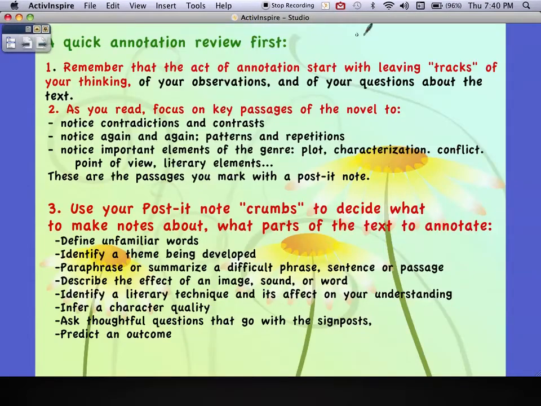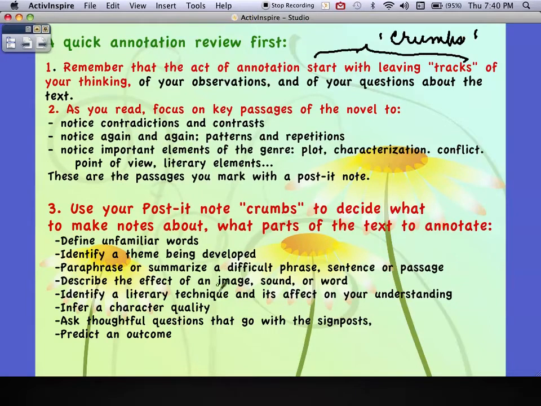Okay, we're going to do the quick annotation review first. And I'm going to review 3 steps. Remember, first of all, that the annotating is 2 parts. And it starts with leaving the tracks of your thinking. So as you're reading, you're leaving sort of like breadcrumbs. As you're reading through The Lord of the Flies, places where you notice things, you're putting in a post-it note. And then you're continuing to read. Crumbs that you're going to go back to and look later on.